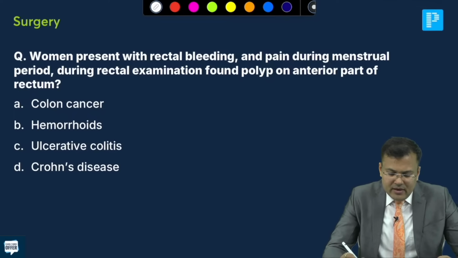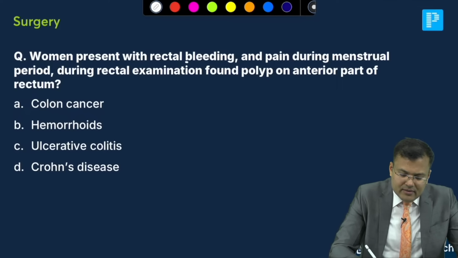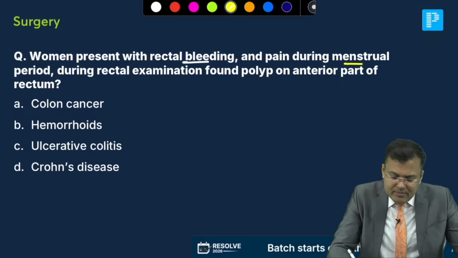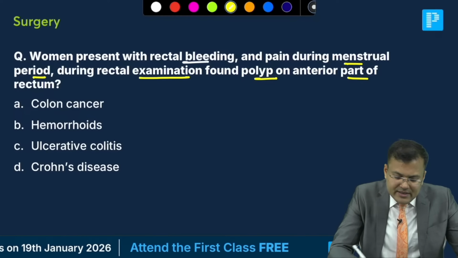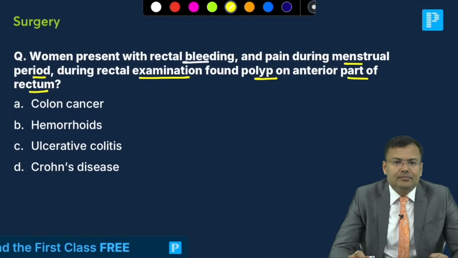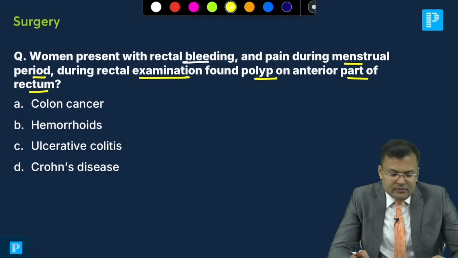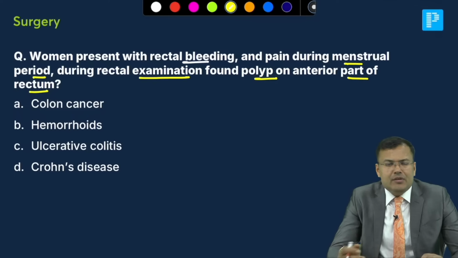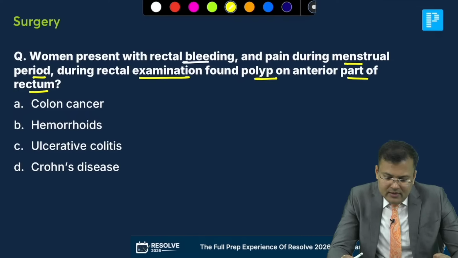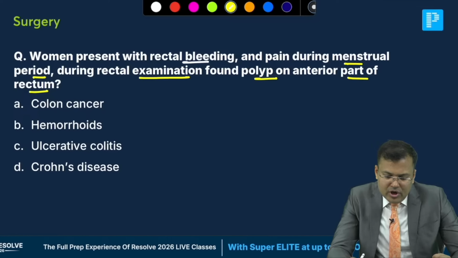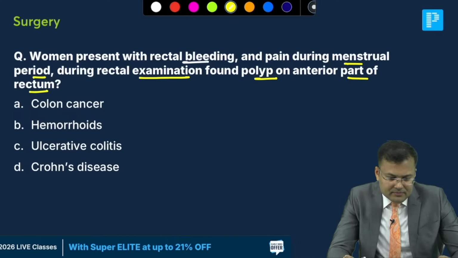Next question guys. Woman presents with rectal bleeding. Clear? And there is pain during menstrual period. During rectal examination, there is a polyp on anterior part of rectum. What's the correct answer? Guys, tell me, the same language was there or some addition was there? Polyp on anterior part of rectum.